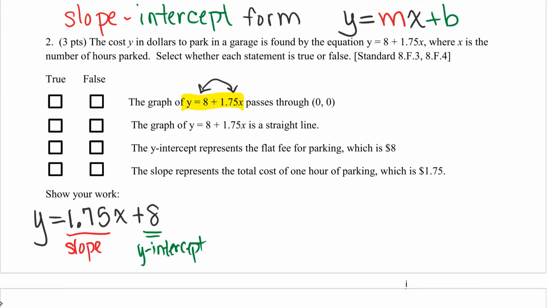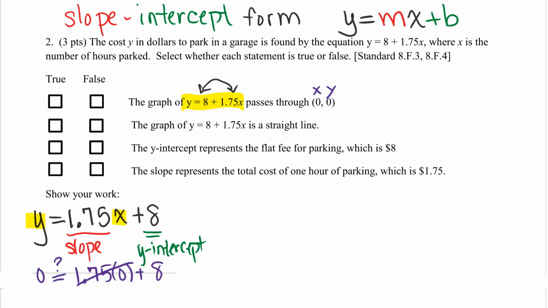You need to know that in the ordered pair, the first 0 is an x value and the second 0 is a y value. All I'm going to do is replace the x and the y in the equation and check it to see if I get a true statement or a false statement. Does 0 equal 1.75 times 0 plus 8?